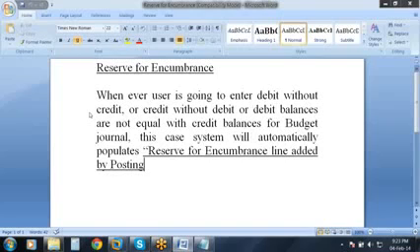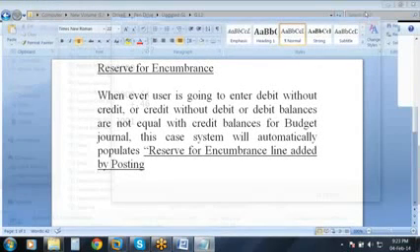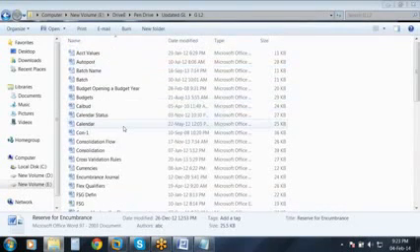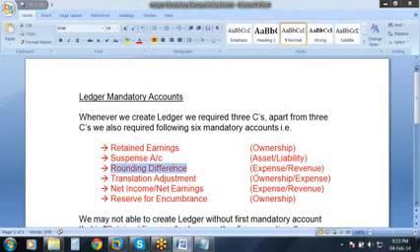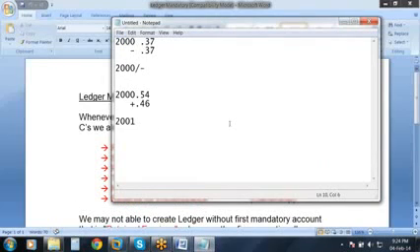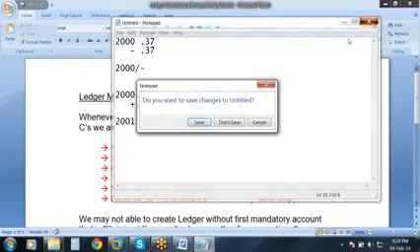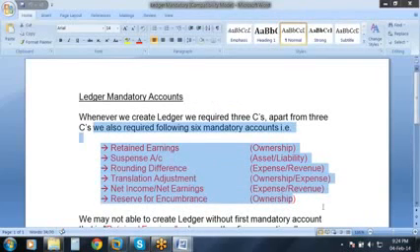So here you see we have one more account. We discussed retained earnings, we discussed suspense, rounding. Rounding is rounding to the nearest point. Other than that, we discussed translation, and net income, current year profit is nothing but net income. The other one we discussed, reserve for encumbrance, is used whenever there is a debit without credit or credit without debit in budgets; for actuals you will get suspense. Followed, gentlemen? So these are all mandatory accounts to create the ledger.